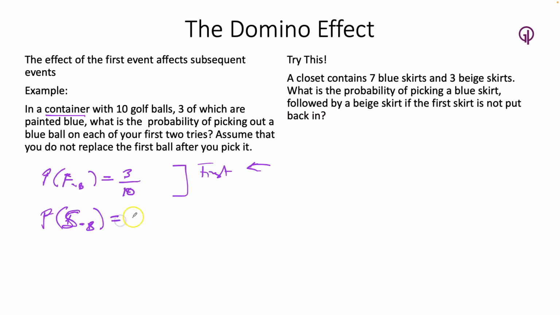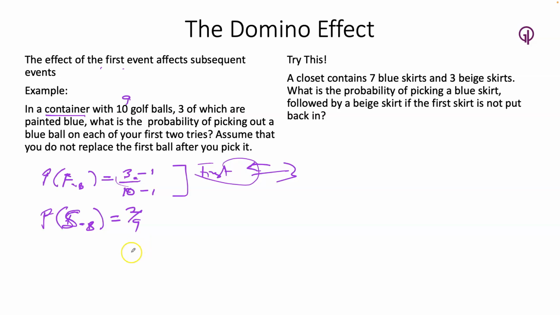is what? So the blue balls in the container are now 2 if we do not replace the first that has been picked. So this one is now 2. The total balls left is now 9. So here it's 2 over 9. So here the whole idea is that you pick the first ball and it affects the outcome, affects the probability of, you know, the subsequent event.